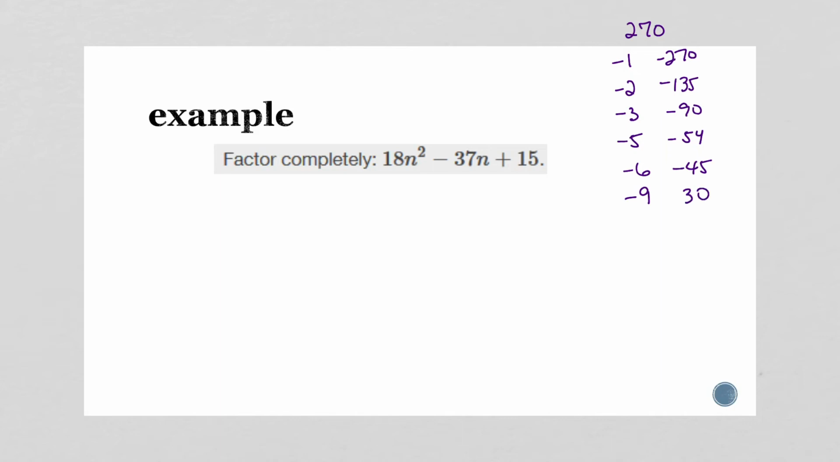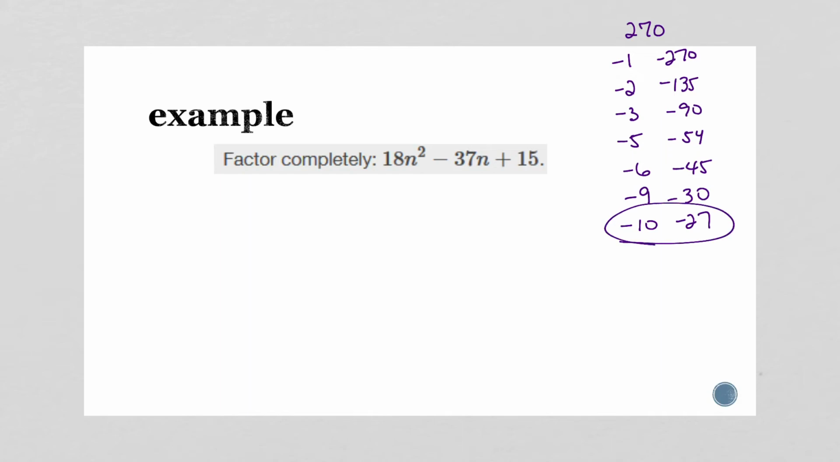These add up to be negative 39. We are getting closer. All right. Oops, I forgot my negative on that. There we go. Let's look at 10. Look at that. We found it. That adds up to be your middle term.